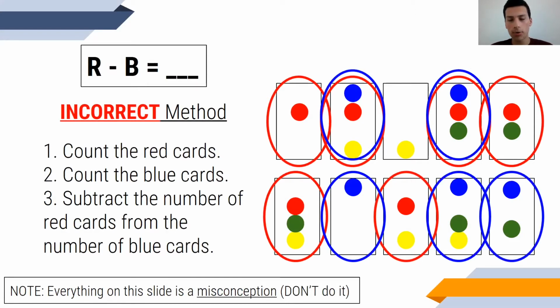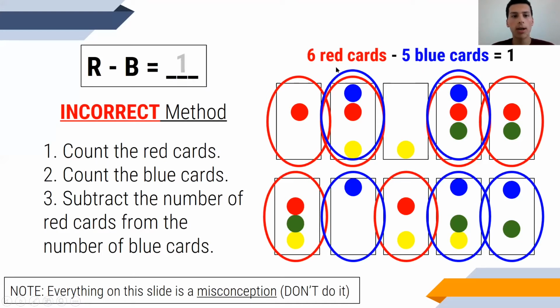But what they do is regular subtraction. They subtract the number of blue cards from the number of red cards. They would take 6 red cards and subtract 5 blue cards. But that's not the correct way to do it. That would give you an answer of 1, but this answer is incorrect. The way we discussed previously is the correct way. You're not supposed to subtract the number of blue cards from red. You're going to have to subtract only the cards that are blue but also have red.